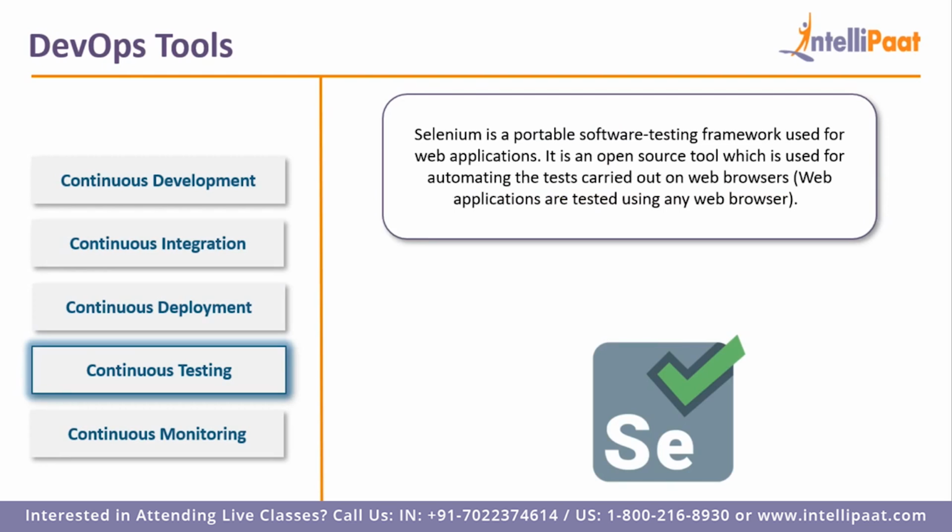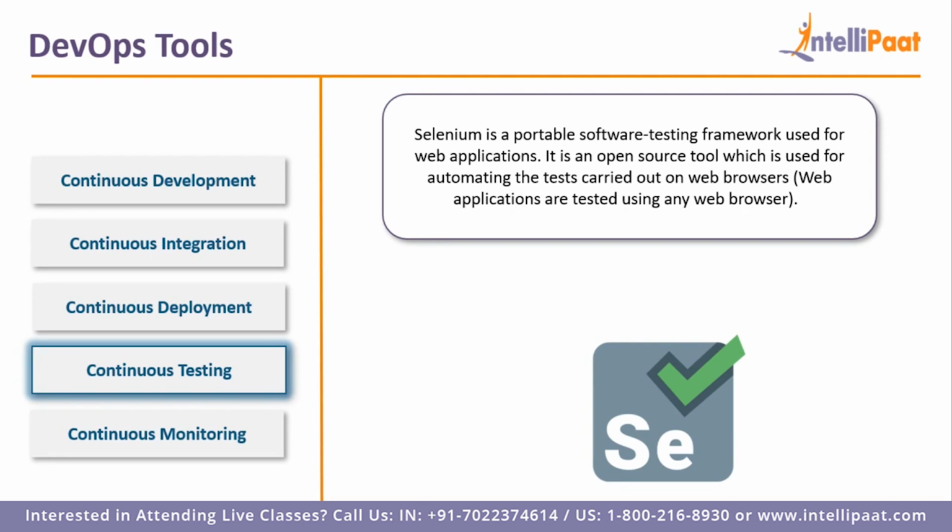Moving on, continuous testing. So you'll have to do testing, as I told you. In Jenkins, you can do testing, but to do that testing, you need a tool. So Selenium is a portable software testing framework which you can use for testing web applications. It is open source and it can be used to automate tests on web browsers. So basically you can code and that code can be used to automate the test.